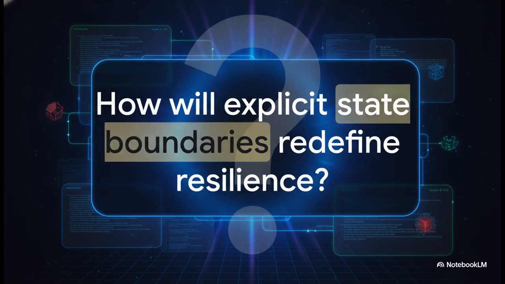So, moving from linear scripts to parallel, asynchronous state machines, it is a massive upgrade, but only if you manage it with extreme rigor. So I want to leave you with this thought. Think about your current pipelines. If your parallel workflows fail silently today, how will enforcing explicit state boundaries and treating partial failures as a first-class outcome redefine your team's operational resilience tomorrow?